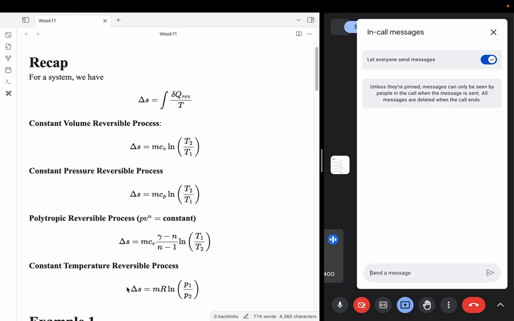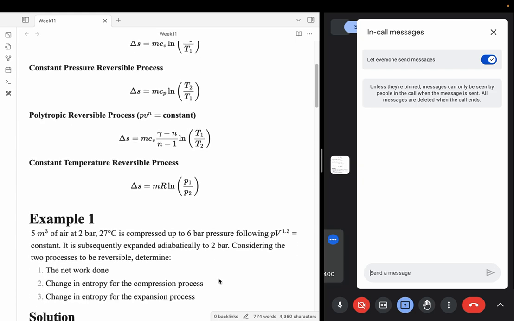Similarly, for an isothermal process, we have delta S in terms of mR ln P1 by P2, or you can write it in terms of V1 and V2. Essentially, P1 V1 equals P2 V2, so this term becomes ln V2 by V1. Now, keeping these equations in mind, we will solve a few more problems this week.